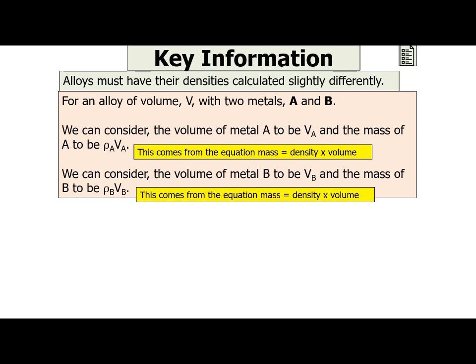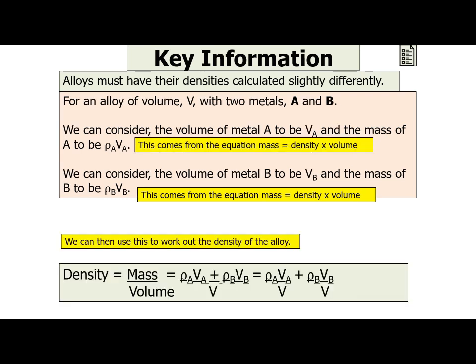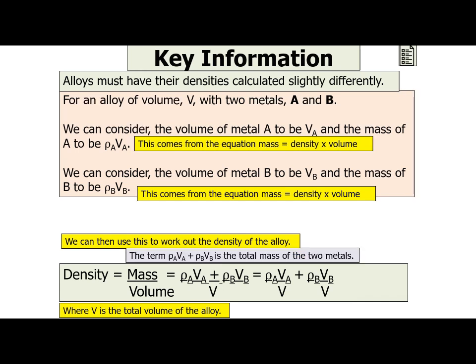We can then use this to work out the density of the alloy, because density is mass over volume. So we can say V is going to be the total volume of the alloy. Now we can say that the total mass over the total volume equals the total density of the alloy, which you can calculate by working out the total mass: the density of one of the metals times the volume of that metal, plus the density of the other metal times the volume of the other metal. So if you look at this particular equation, the term rho A VA plus rho B VB is the total mass of the two metals in the alloy.